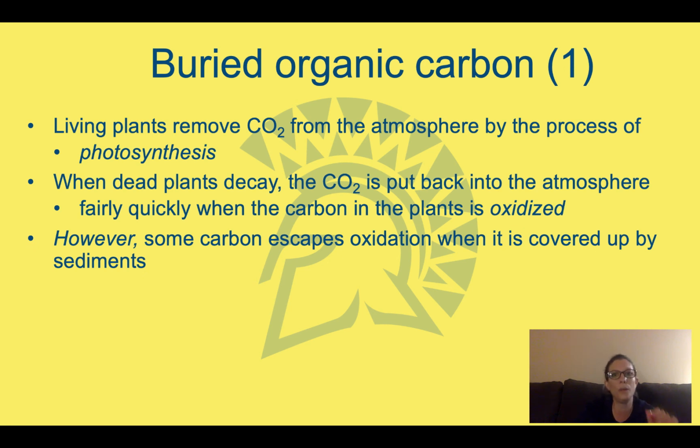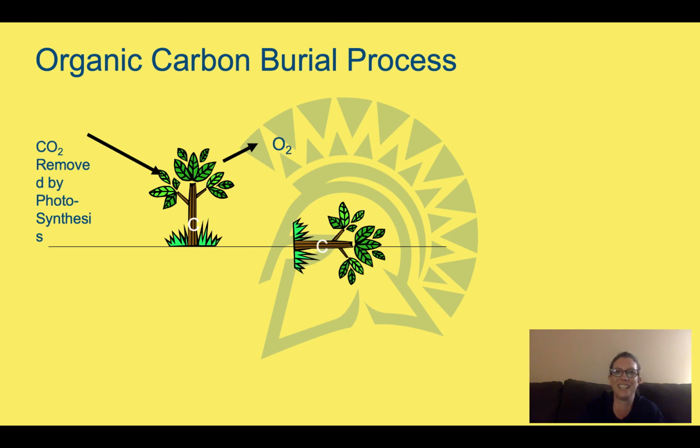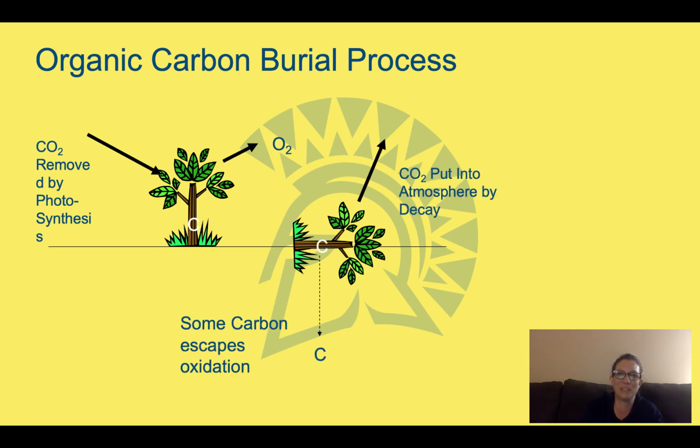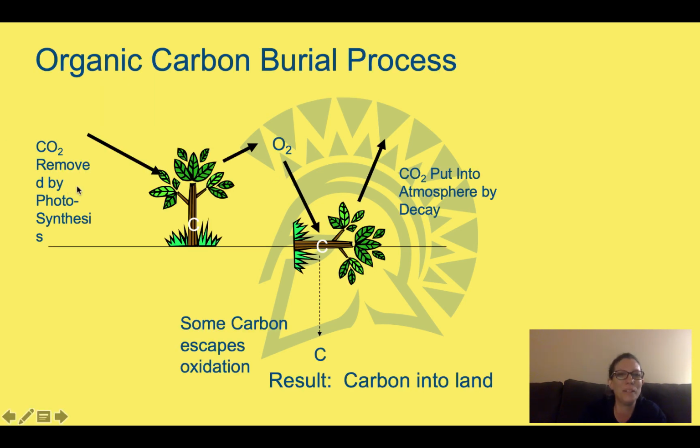Okay, so some carbon escapes oxidation when it's covered up by sediments. So sediments will actually come onto this dying or dead plant, and it's going to cover it up. And when it covers it up, here's another little crude drawing to show you kind of what's going on. Hopefully you love that dead plant over there. So, we're going to have basically our plant, and the carbon will be in the plant, right? And then the plant is going to die.